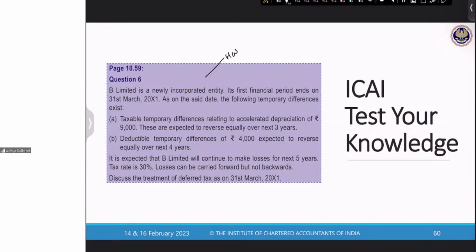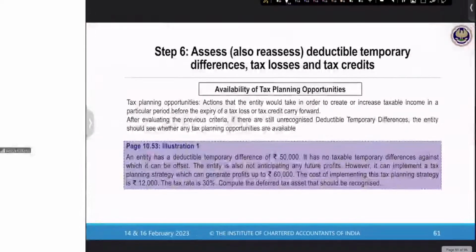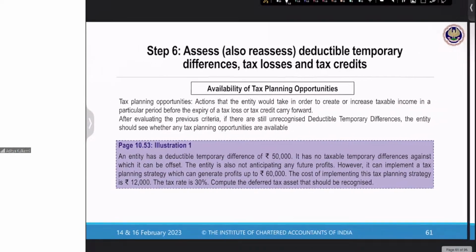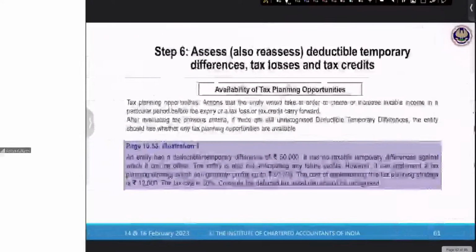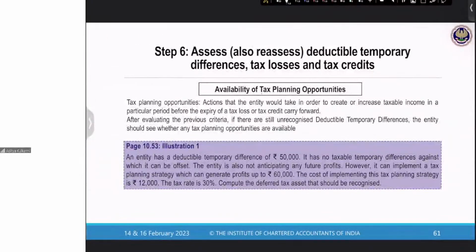Okay, see, taxable differences relating to accelerated depreciation are expected to reverse equally. So 3,000, 3,000, 3,000, and then 1,000, 1,000, 1,000. So all this you can go through. You will understand it. You should be in a position to understand it. Try it. Okay, and then you will also check the availability of tax planning opportunities.